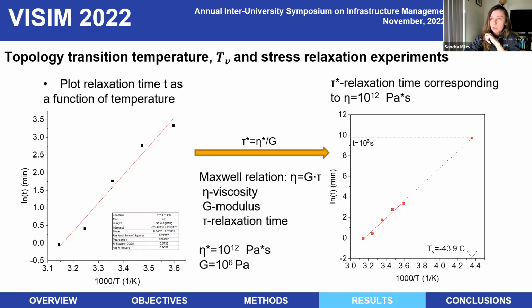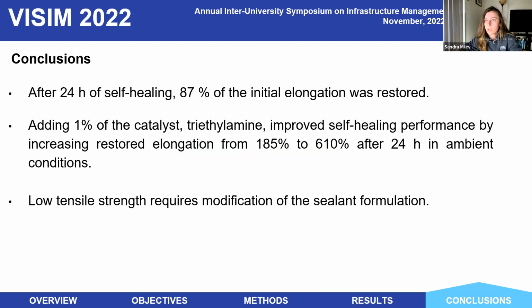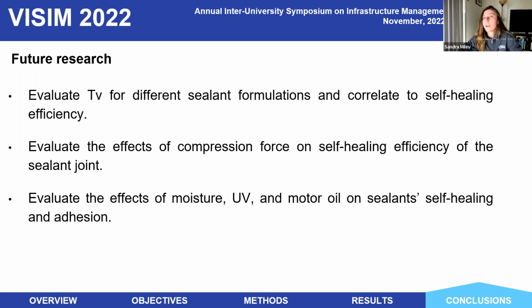So this is something that we are going to continue working on, and the 2 things that are going to be addressed are low tensile strength, which means that we have to modify the sealant formulation, and the next thing is to evaluate topology transition temperature for different sealant formulations and correlate it to self-healing efficiency. Then evaluate the effects of compression force on self-healing efficiency in the joint, and then see the effects of moisture, UV, and motor oil on the self-healing and adhesion.